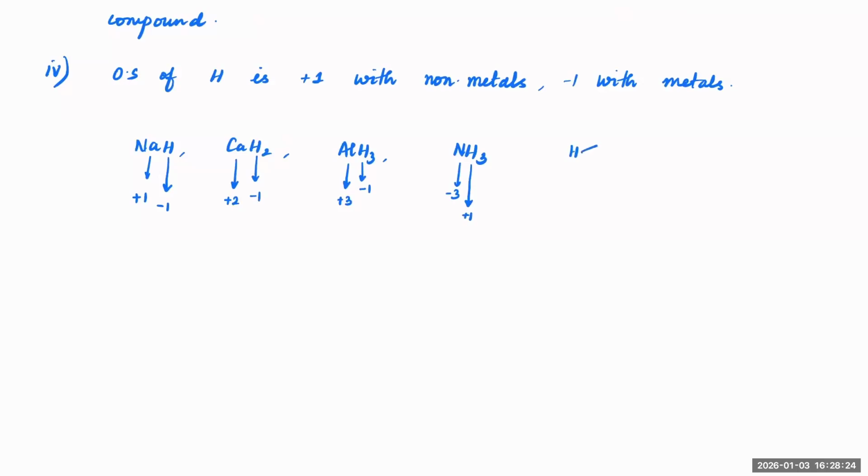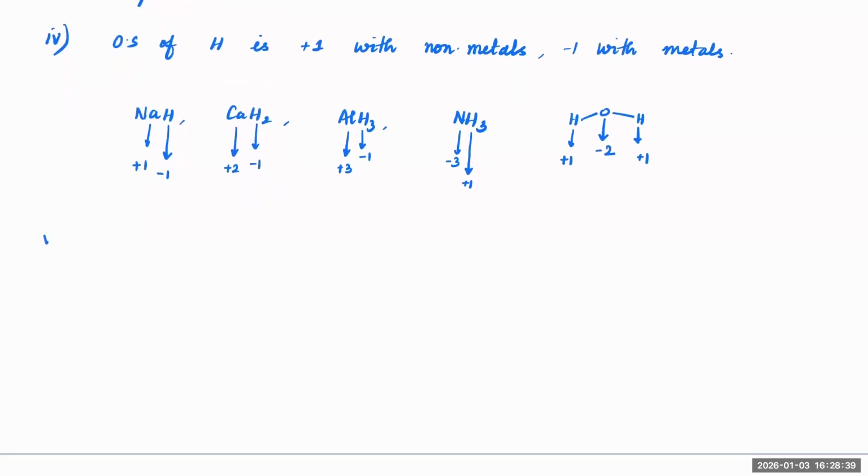Same goes with water, for example. In water, oxygen is not defined, but hydrogen is already defined. Hydrogen is always going to be +1 and +1, and that makes oxygen -2. Now, the oxidation state of any free element is always equal to 0.